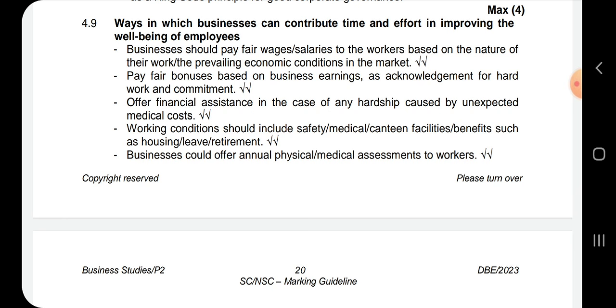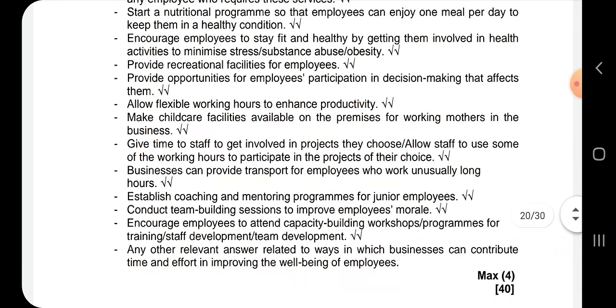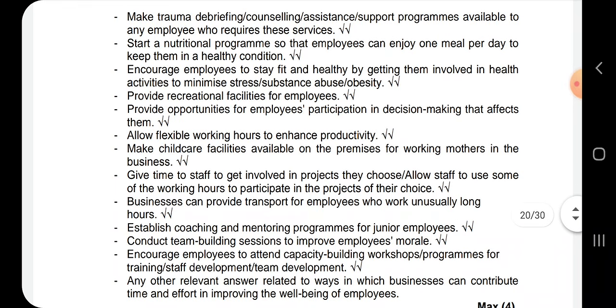Businesses should pay fair wages and salaries to the workers based on the nature of their work and the prevailing economic conditions in the market. Pay fair bonuses based on business earnings as acknowledgement for hard work and commitment. And you're not limited to all of this, you see. Any other relevant answer?